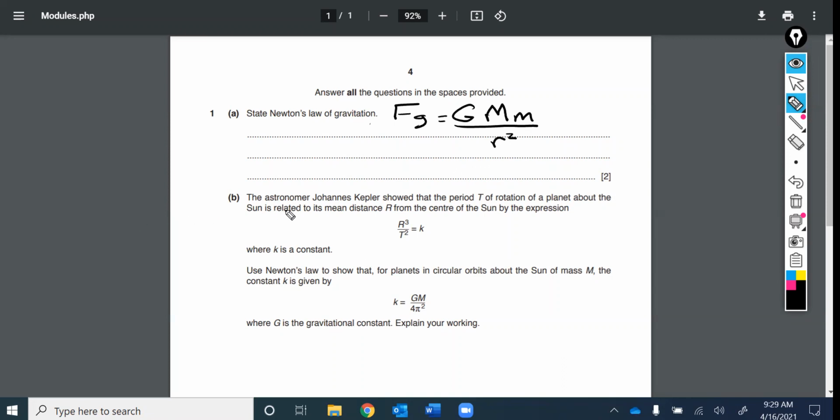It says, the astronomer Johannes Kepler showed that the period T of rotation of a planet about the sun is related to its mean distance r from the center of the sun by the expression here, where k is a constant. Use Newton's law to show that for planets in circular orbits about the sun of mass M, the constant k is given by this, where G is the gravitational constant. Explain your work.